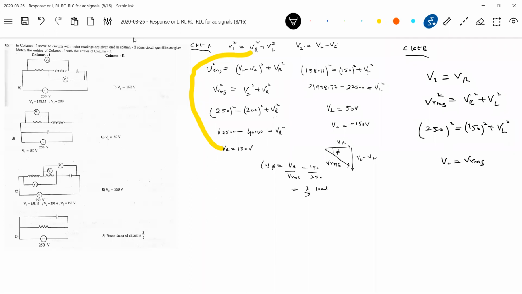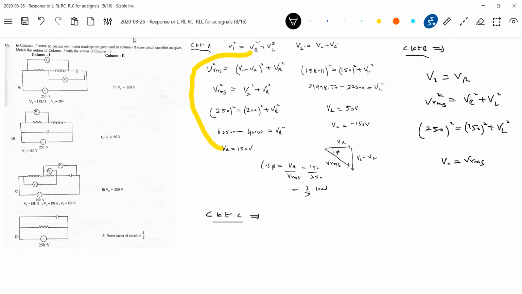Then what about the power factor? I'll show the power factor later on for the parallel circuit. It will take more time, so for the time being I'm concluding this one and let's come to circuit C. Tomorrow we'll discuss the parallel circuits.